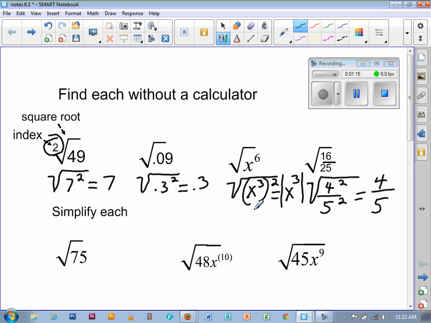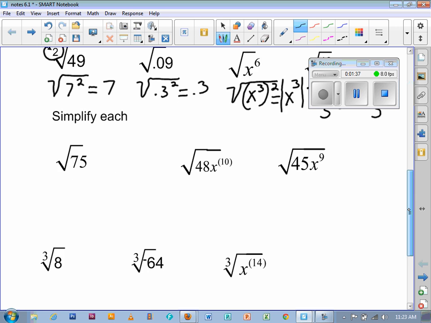Now with this third one, it's a little different. To rewrite x to the 6th power, we'd have to rewrite that as x to the 3rd squared. Remember, with our properties of exponents, we multiply exponents, and that's still x to the 6th. That gives us x to the 3rd. We apply an absolute value to that to ensure that it's positive.